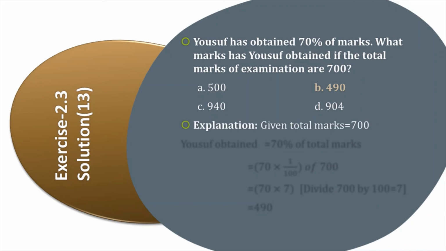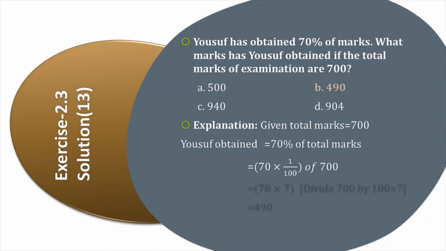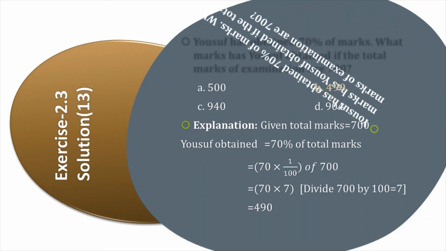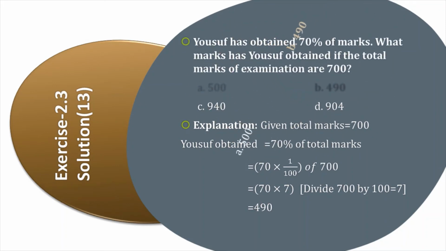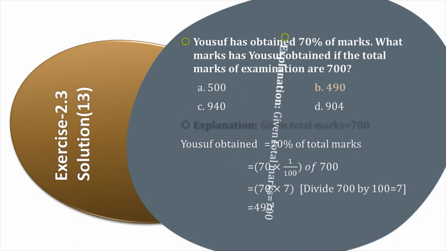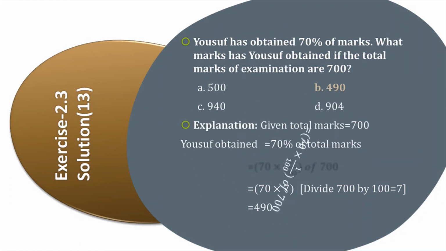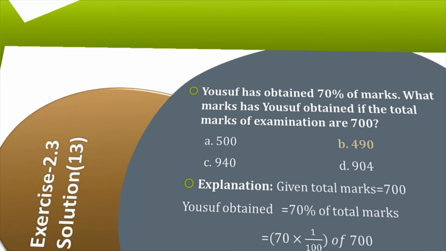Given total marks equals 700, Yusuf obtained 70% of total marks. So instead of percentage we can write 70 multiplied by 1 divided by 100. If we reduce, 700 divided by 100, we get 7. So 70 multiplied by 7, that would be 490. That is our desired answer. So my dear students, this is question 13 and the answer will be 490. From the explanation, you can understand how we get this 490.